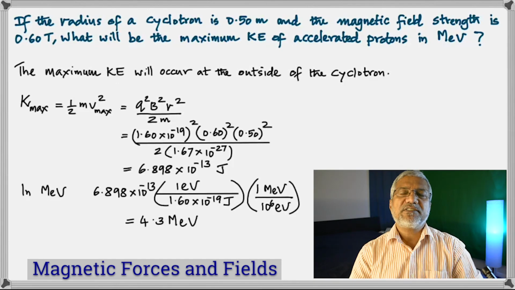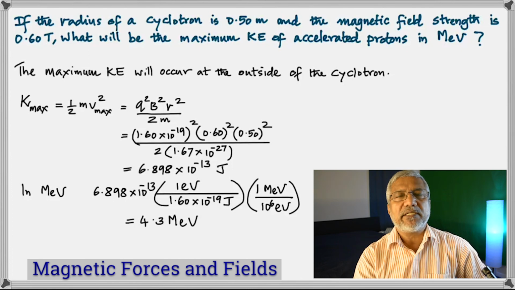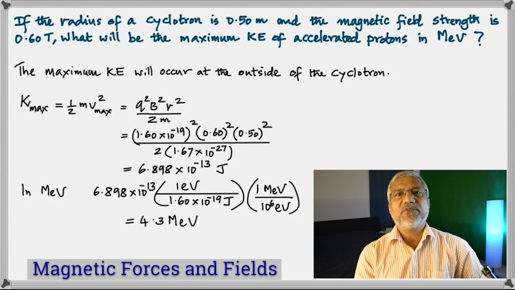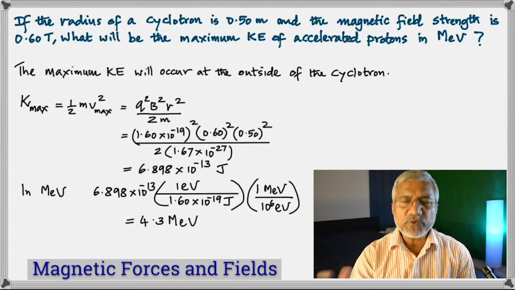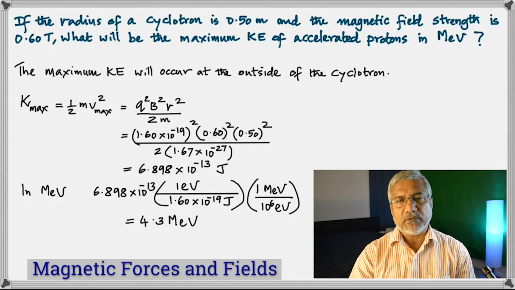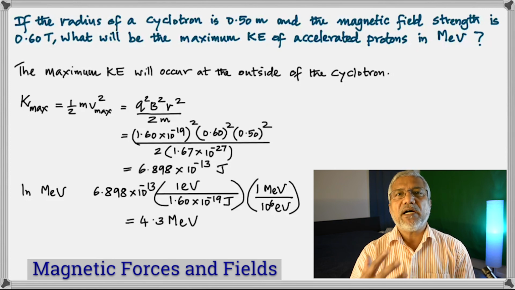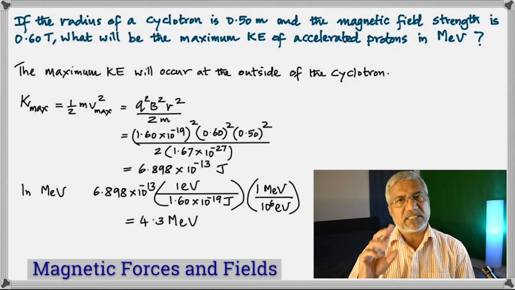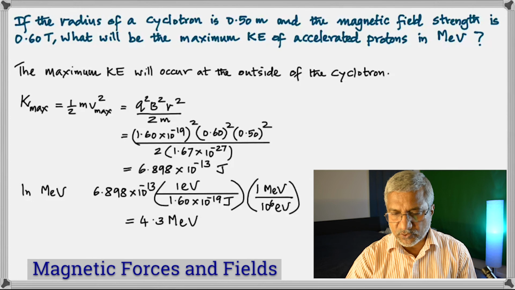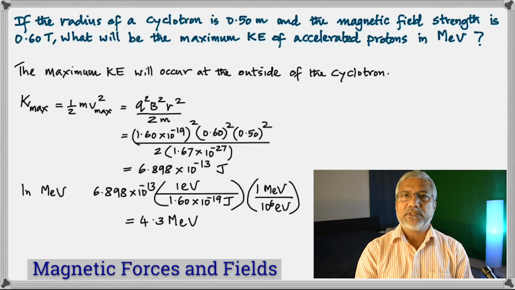Oh, and to finish this discussion and this chapter, I just want to mention that usually kinetic energy is represented in terms of electron volts. So there you will see how big the energy is. How do you change it into electron volts? You divide joules by 1.6 times 10 to the negative 19. But I want to represent it as mega electron volts. So once again, you divide by 10 to the 6. Mega is like million, 10 to the 6. So then you get 4.3 mega electron volts.